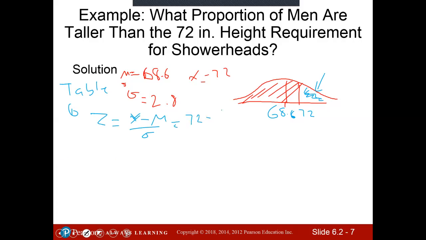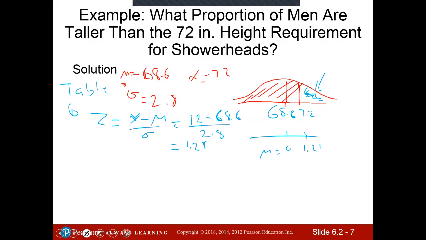So this is 72 minus 68.6 divided by 2.8, which is equal to 1.21. Okay, so I can draw this. I standardize it, which means the mean is now 0, and this value here is 1.21.